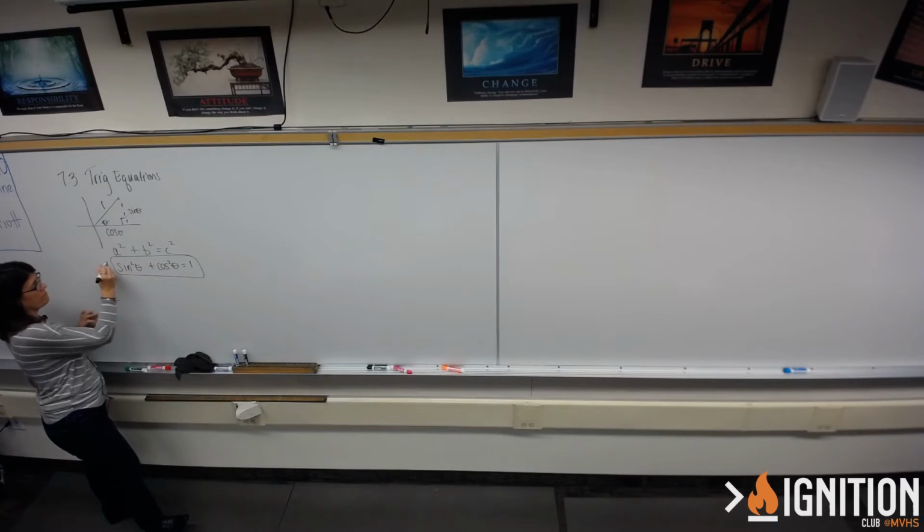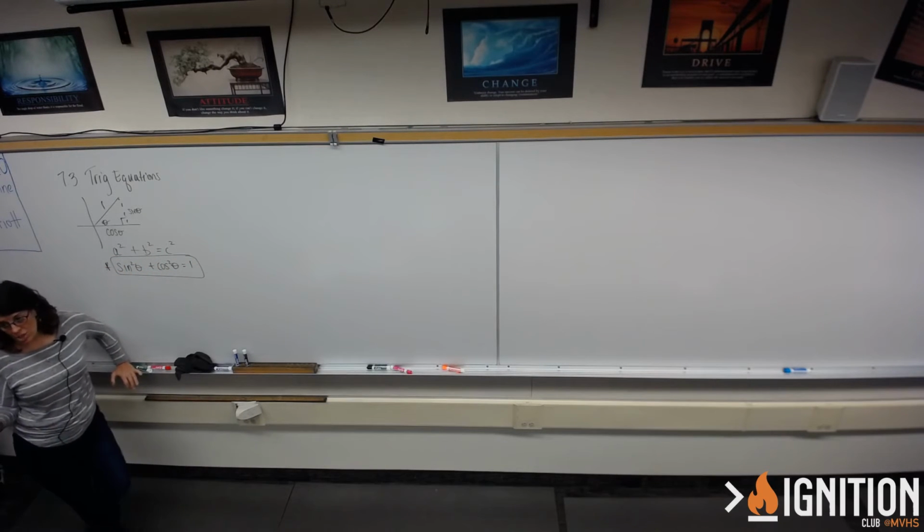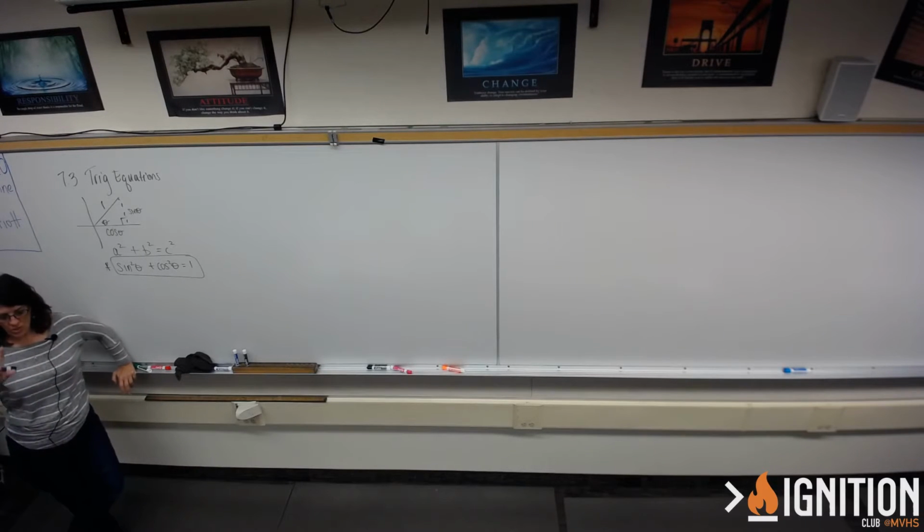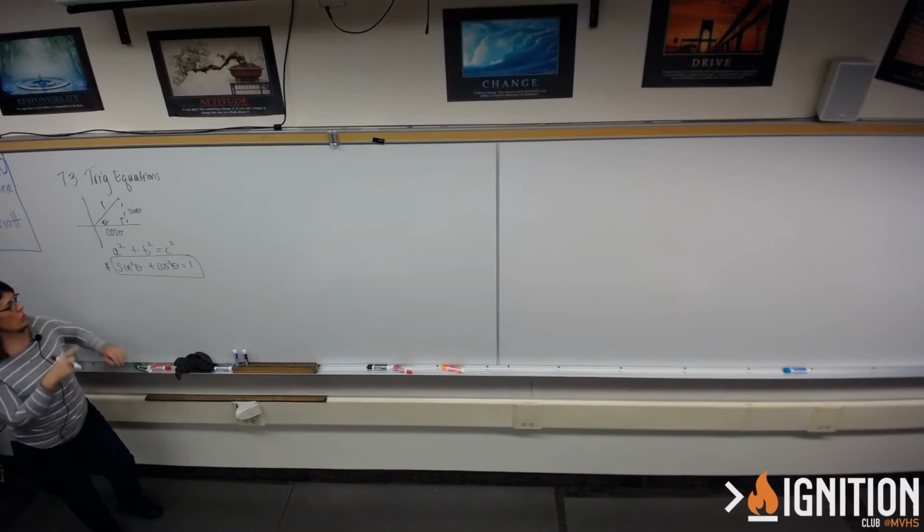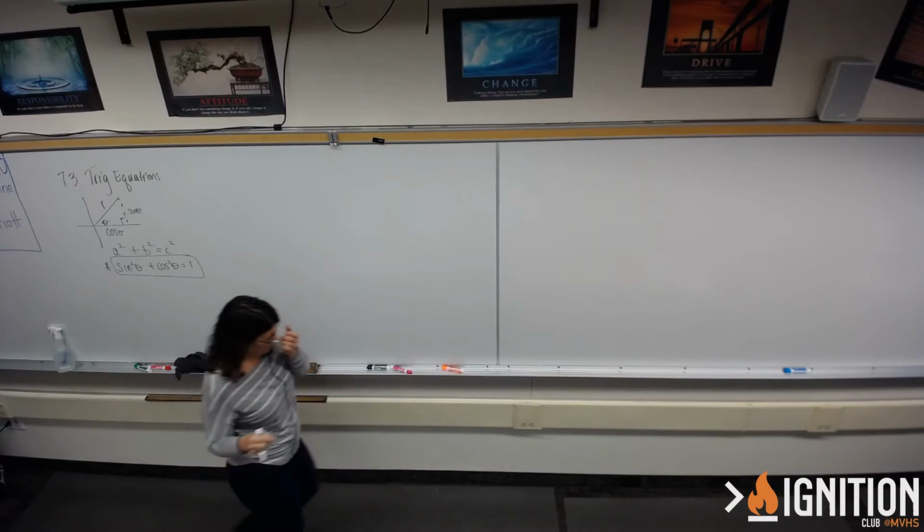Eventually, like legitimately, we're going to do 25-ish identities down the line. You will be given an identity sheet down the line. You will never be given that sine squared plus cosine squared is 1. It is the most important identity in trig. Okay? All right, so let's do the first variation.